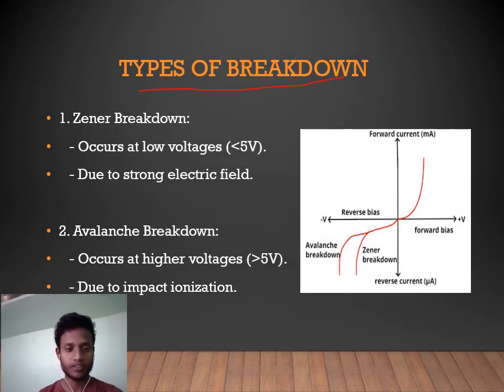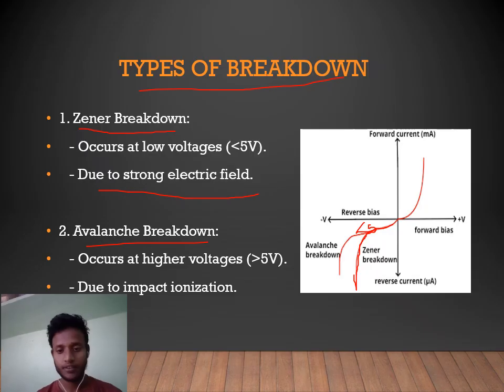Types of breakdown voltages. There are two types, Zener breakdown and avalanche breakdown. Zener breakdown occurs at a low voltage, less than 5 volts. This is the Zener breakdown. It occurs due to the strong electric field in the depletion region.